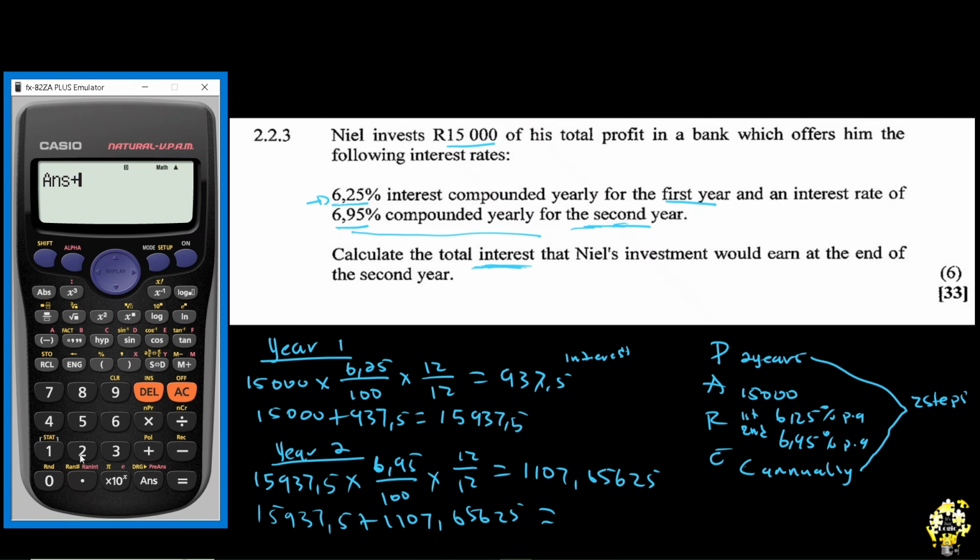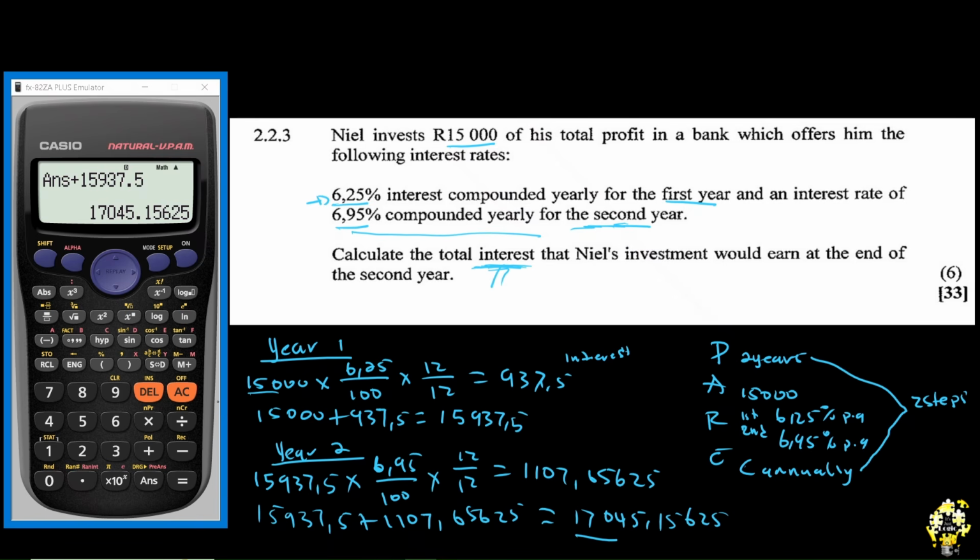So let's simply say 15,937.5. What do we get? We get 17,045.15625. Are we done? No. Why? Because this is what they said we should calculate, the interest, not the total amount. What do we do? What we ended with, subtracting what we initially started with.